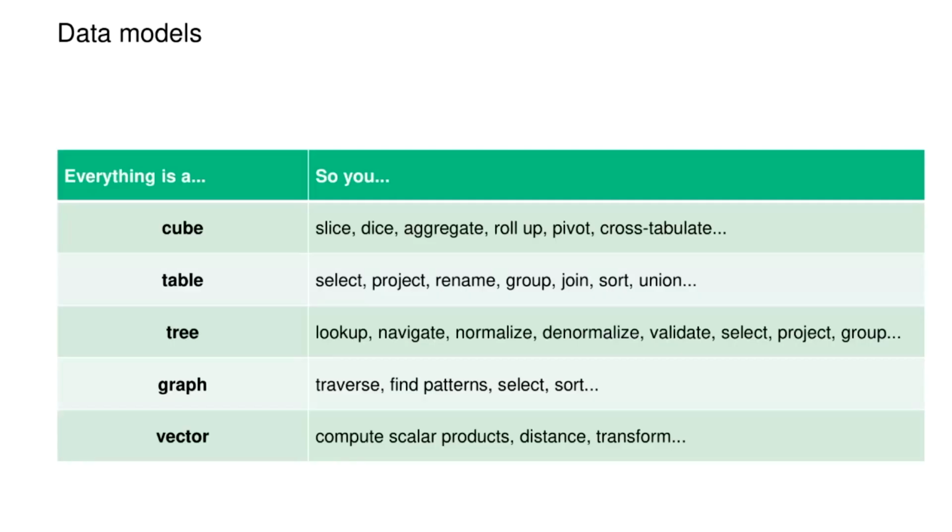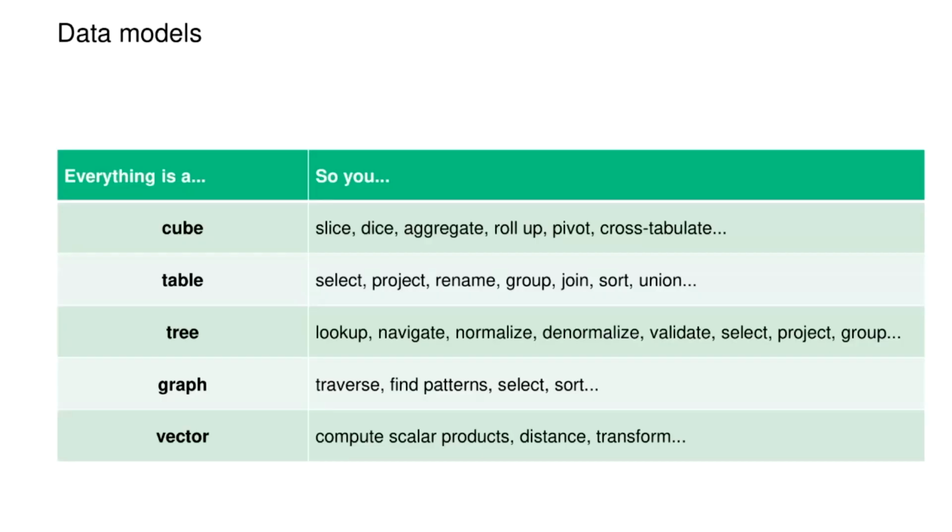In tables, you can select, project, rename, and so on. In trees, you can look up, navigate, normalize, denormalize, validate. Navigate, validate, select, project, group, and so on. For graphs, you can traverse, you can find patterns, and so on. Don't worry, graphs are not part of big data for engineers either. And vectors, which also are not part of big data for engineers, you can compute scalar products, you can compute the distance between vectors, you can transform or use the transformer architecture. It's basically beautiful linear algebra.